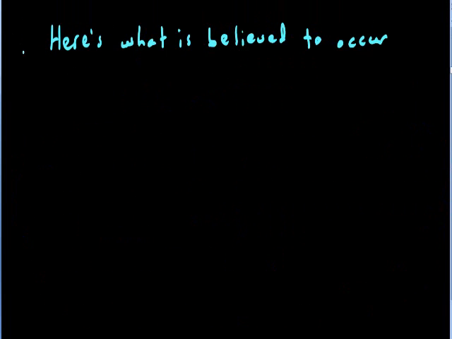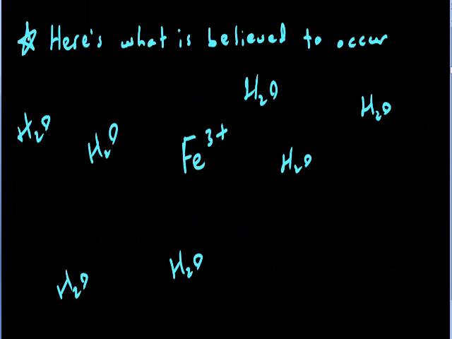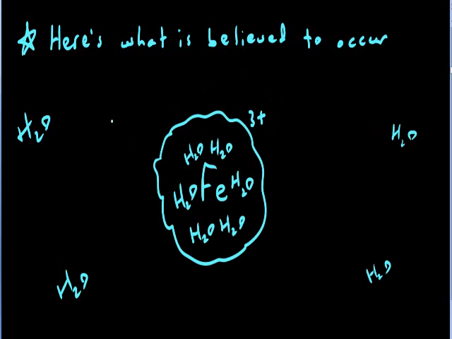Now here's what is believed to occur and how a metal ion can make a solution acidic. We have a metal ion that's not from columns 1 or 2 on the periodic table. We have our iron 3 plus, or our ferric ion. A certain number of water molecules will move in towards the iron ion and essentially stick to the iron ion. This iron ion, now surrounded by water molecules, will behave as if it's just one particle.